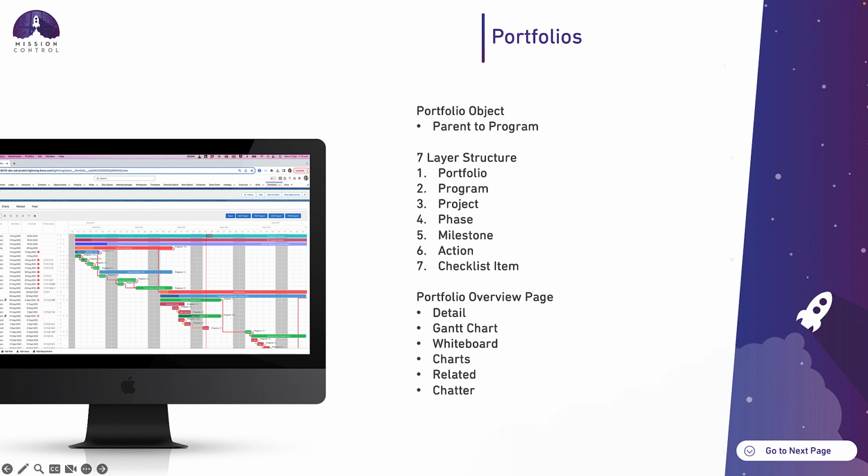To provide you with a view at that portfolio level, we have included a portfolio overview page. That includes access to the detail tab of the portfolio record. You can also access the Gantt chart component, which will show you all projects relating to programs relating to that portfolio, as well as accessing things like the whiteboard, the program charts, the related tab, and the chatter feed.